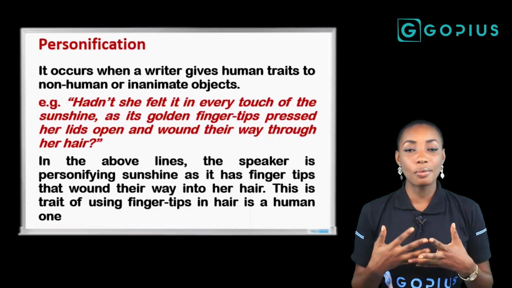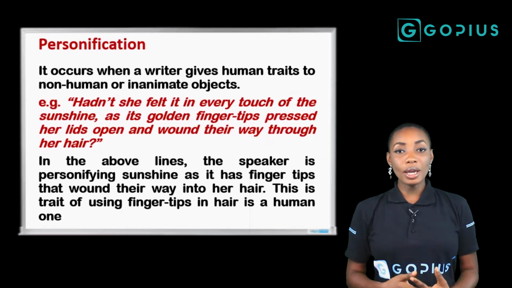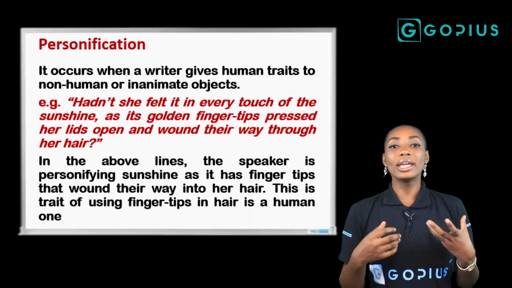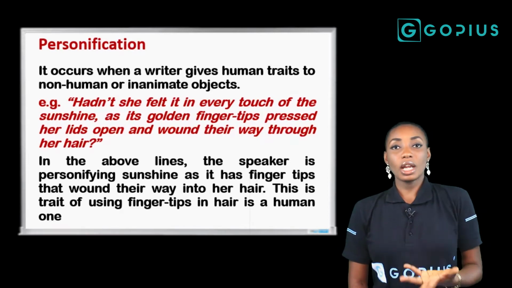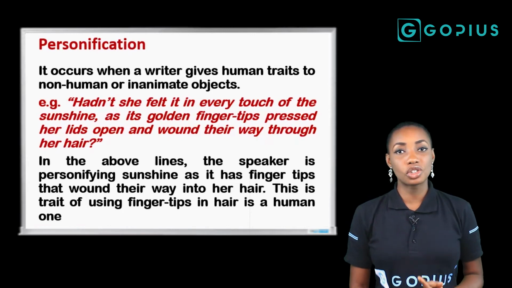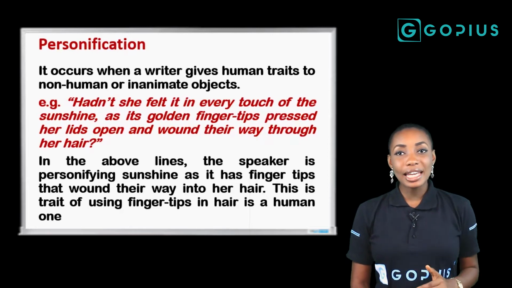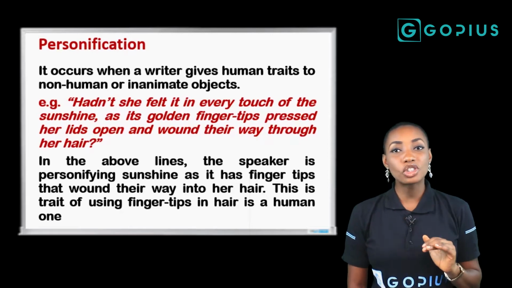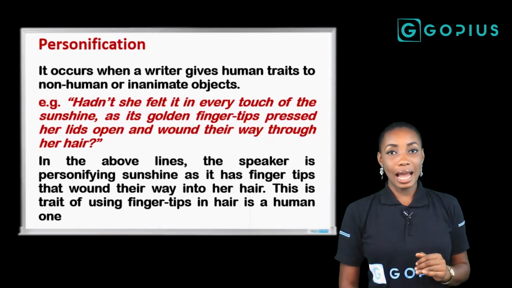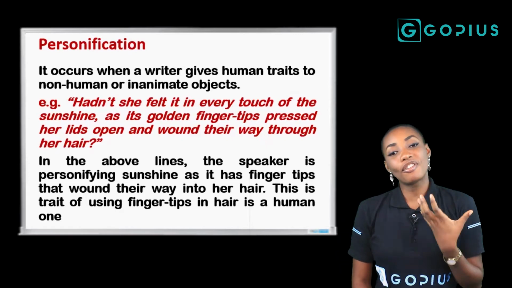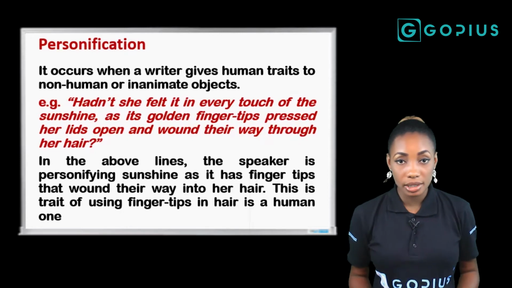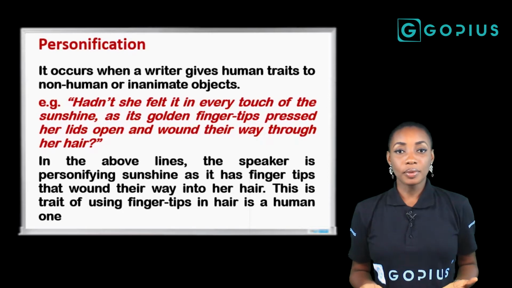This occurs when a writer or a speaker gives human traits or human attributes to non-human or non-living things or inanimate objects. The example we have is, "Hadn't she felt it in every touch of the sunshine as its golden fingertips pressed her lids open and wound their way through her hair?" So in that example, we have the speaker personifying the sunshine. The sun is an inanimate object. Okay, it is not living.